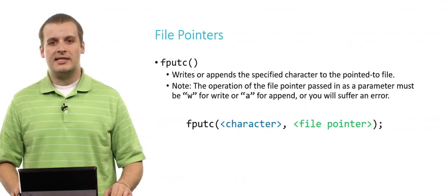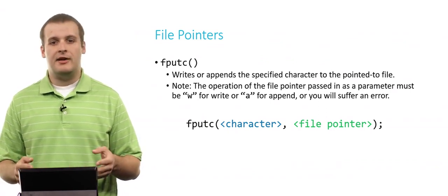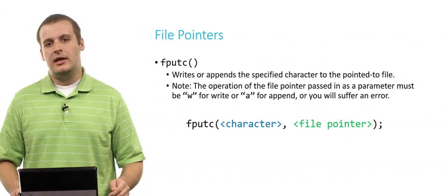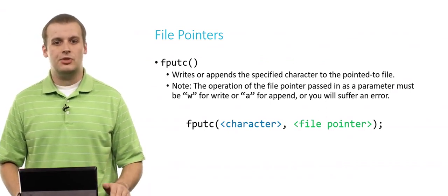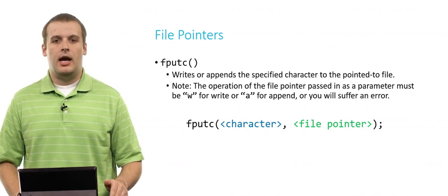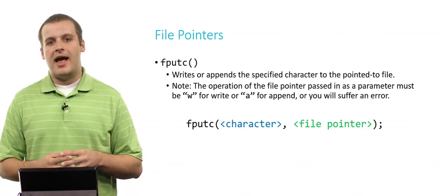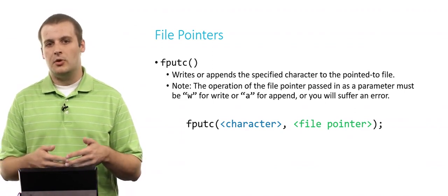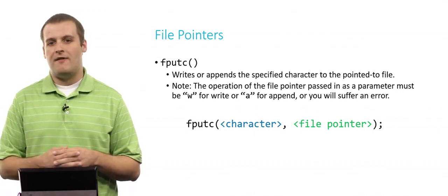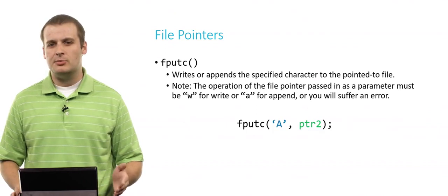All right, so as I said at the beginning, we had fgetc and fputc, and fputc was the companion function of fgetc, and so as you might imagine, it is the writing equivalent. It allows us to write a single character to a file. Again, the caveat being, just like with fgetc, the file that we're writing to must have been opened for writing or for appending. If we try and use fputc on a file that we've opened for reading, we're going to suffer a bit of a mistake. But the call is pretty simple.